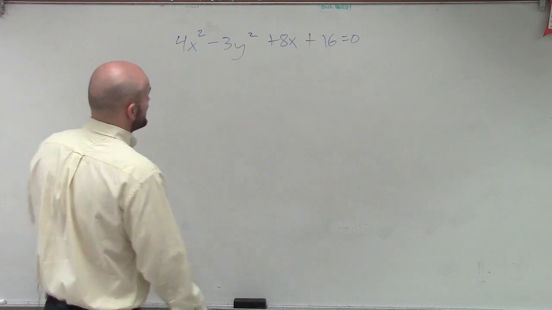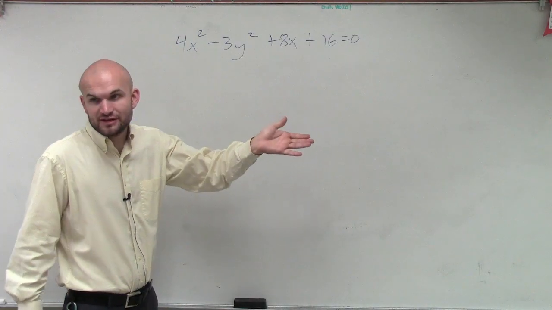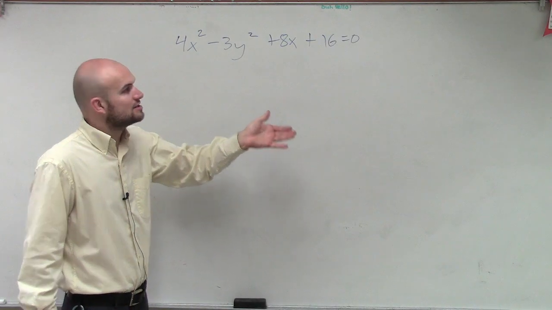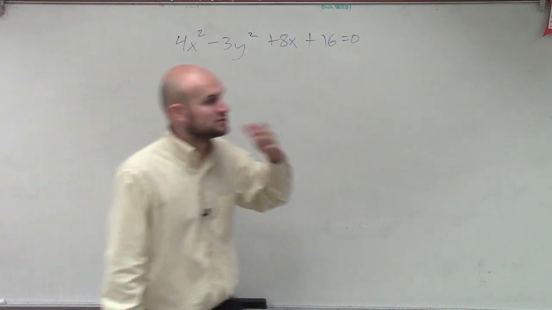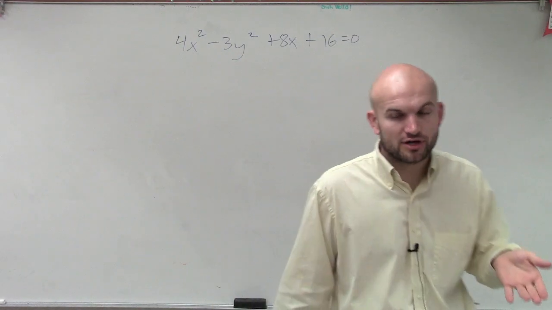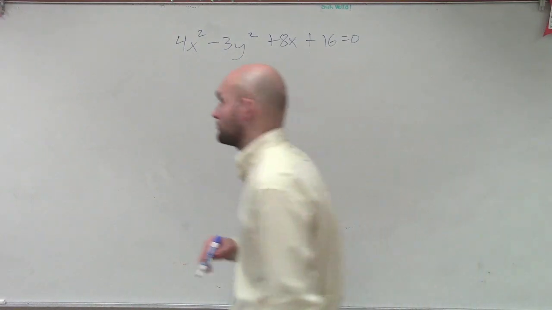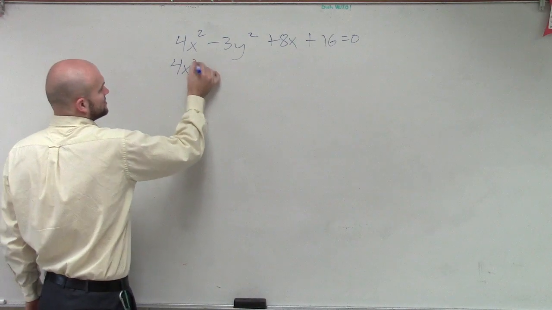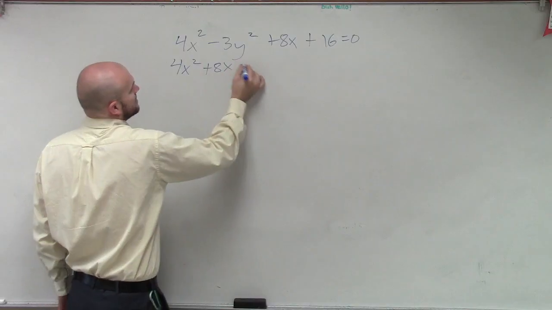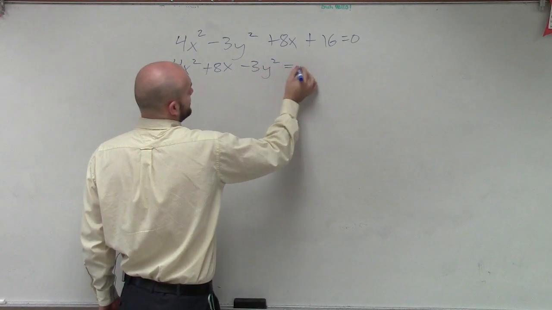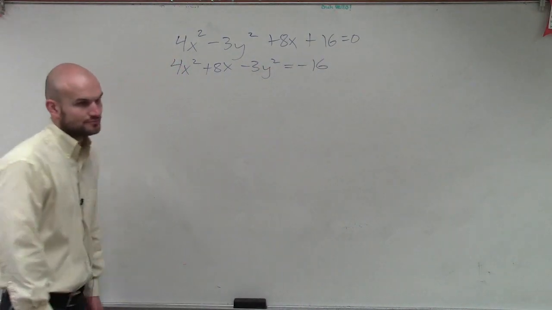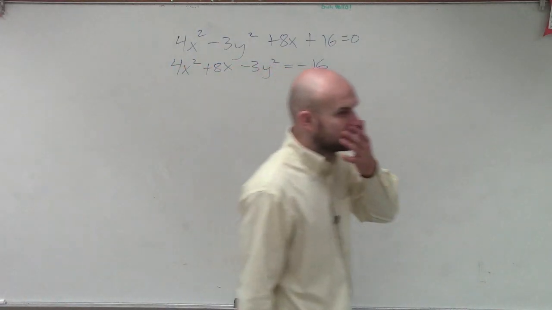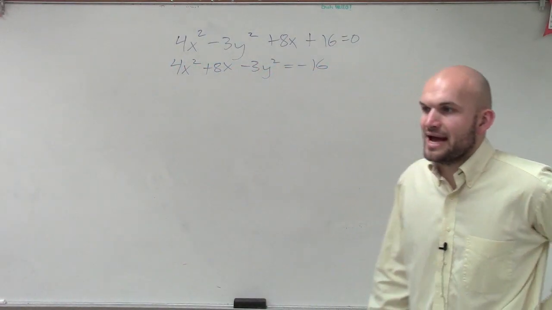Okay, so the first thing is, again, if we know our definition of our parabolas, before we can even determine if it's going to be horizontal or vertical, we need to at least be able to see what the graph is going to look like. So first thing I do is combine my 4x squared plus 8x minus 3y squared equals negative 16. I put the constant on the other side, and I arrange my x's and my y's.